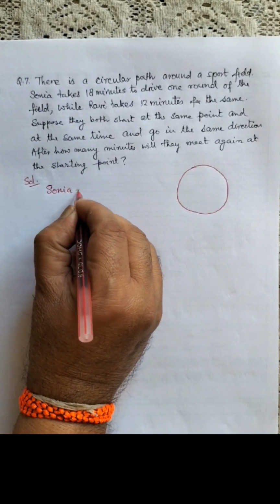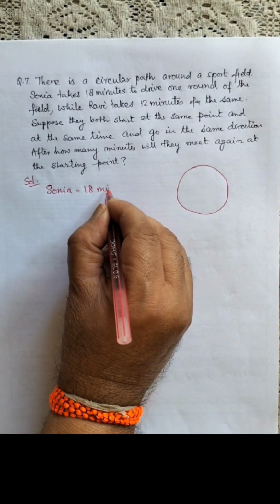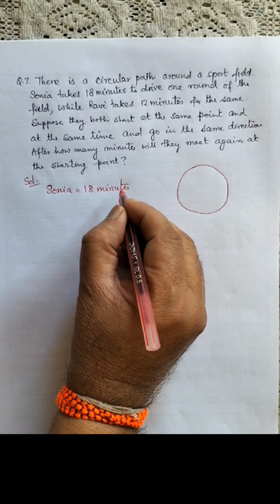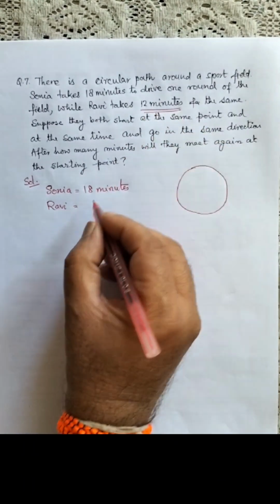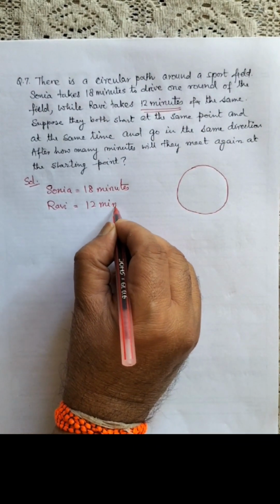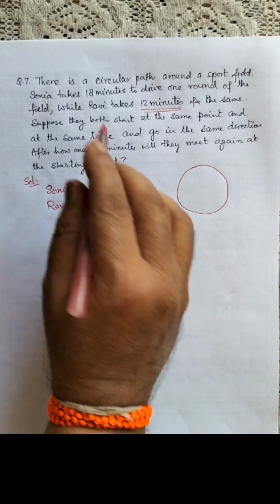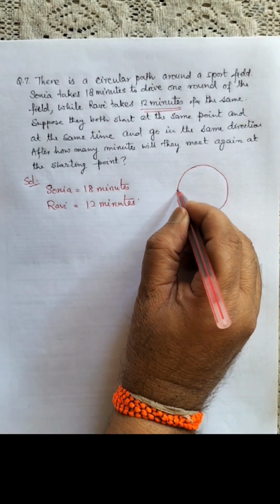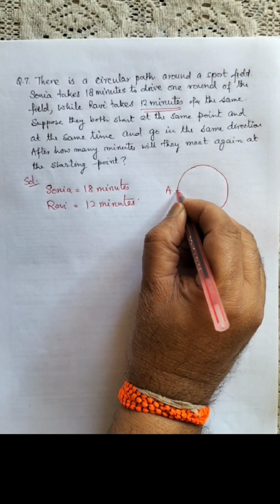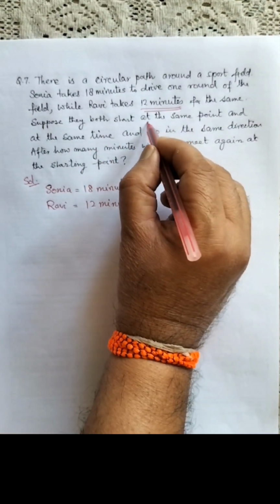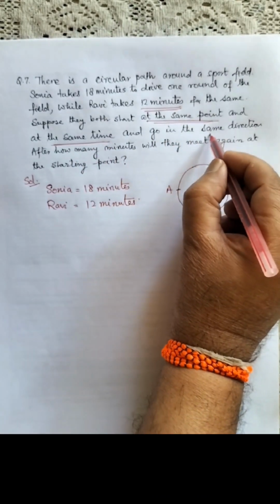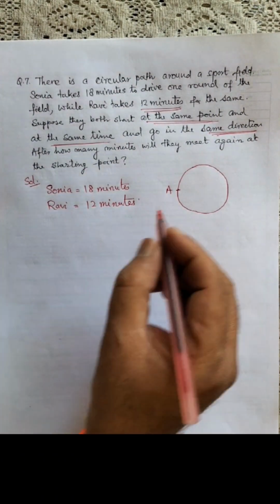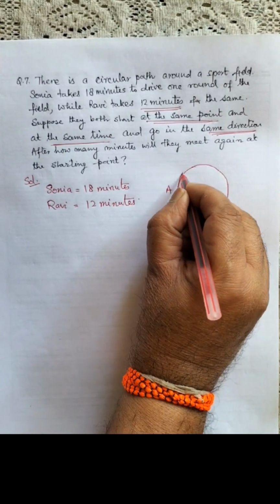Sonia takes 18 minutes and Ravi takes 12 minutes for the same round. Suppose both of them start from a point. See, point A, both of them have started from the same point and at the same time and go in the same direction. These are the things to note, which I am underlining: same point, same time and same direction.